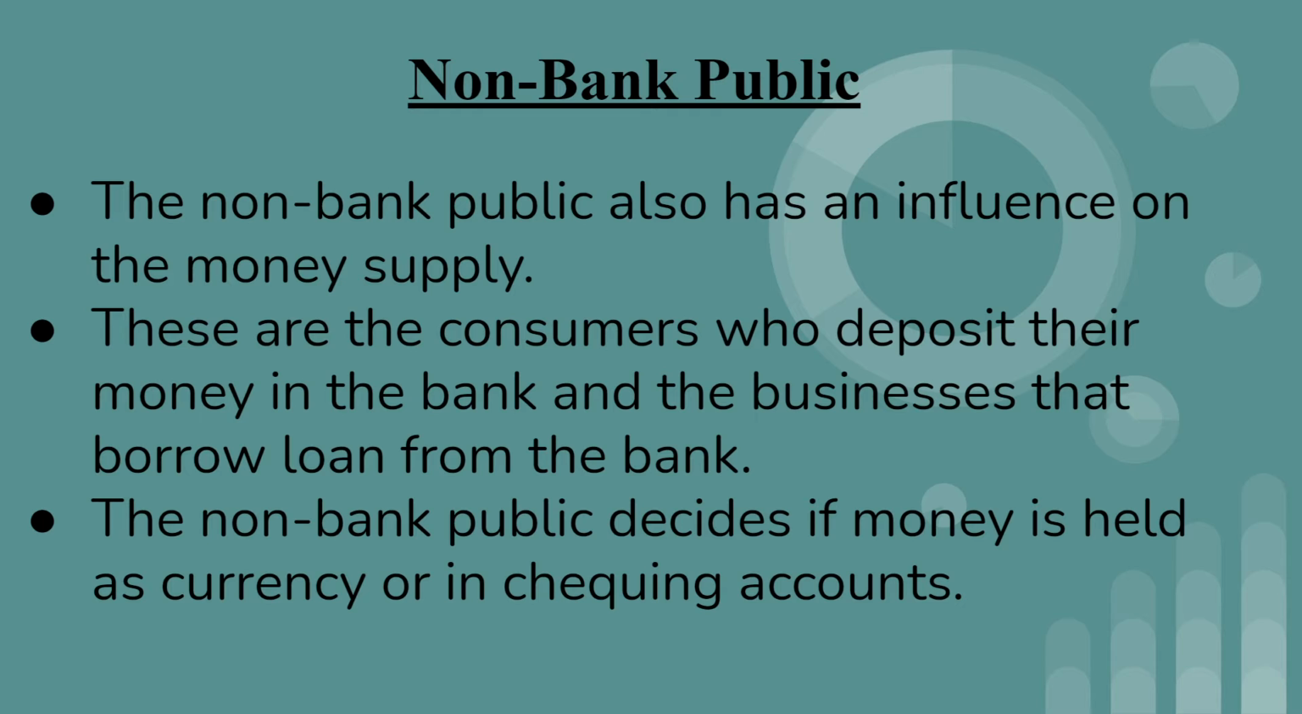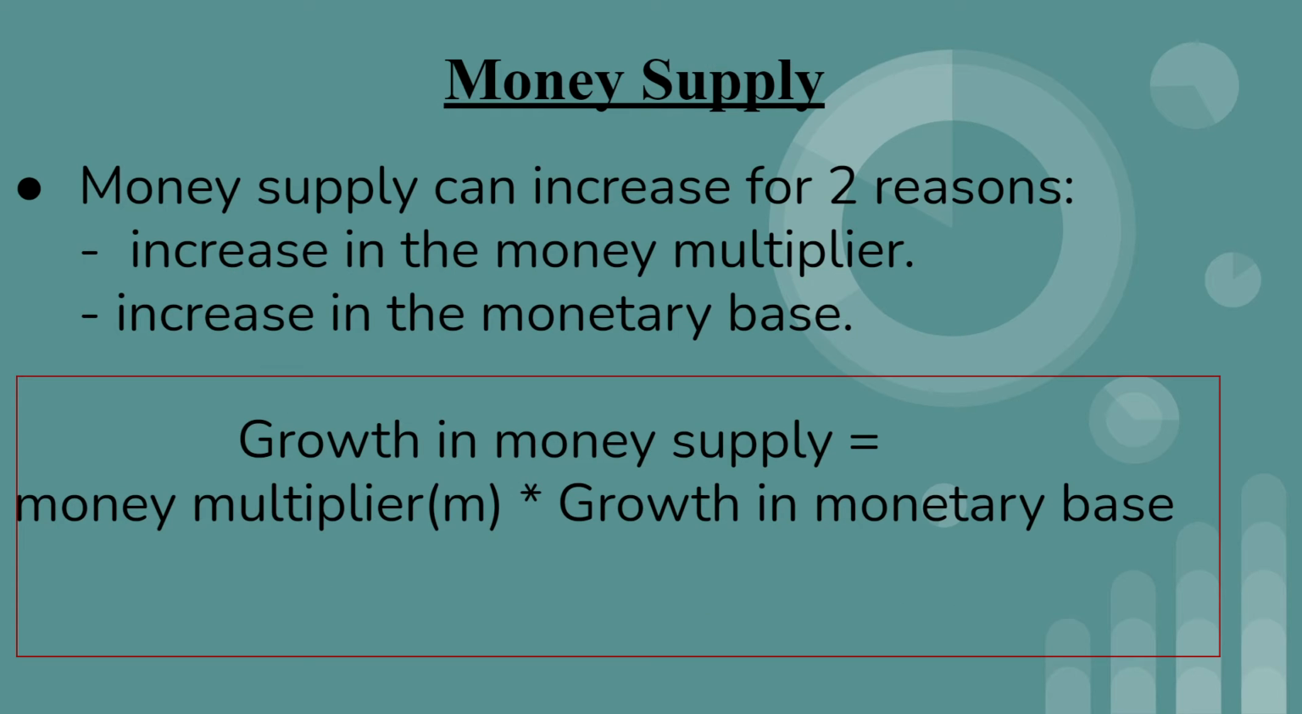And finally, the non-bank public also has an influence on the money supply, and the non-bank public basically includes you and I. So if I deposit money in the bank and you go borrow money from the bank to start your business, you indirectly have an effect on the money supply. So the money supply can increase for two reasons: an increase in the money multiplier and an increase in the monetary base. And the formula for growth of money is: growth in money supply is equal to money multiplier times the growth in monetary base.